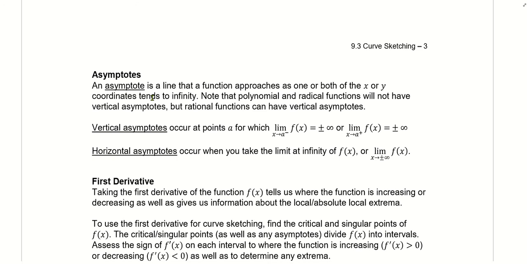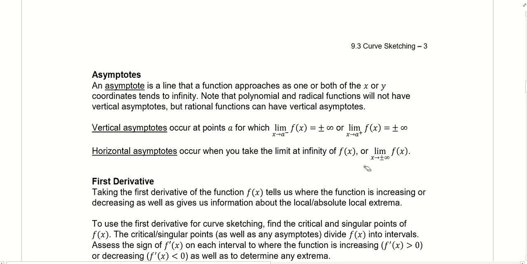So for vertical asymptotes, what we look at is places, or more specifically values of x, that cause our function to blow up to either positive or negative infinity. So we can define these in terms of limits. We can say the value of a such that the limit as x goes to a from the left is blowing up to either positive or negative infinity, or the limit as x goes to a from the right is blowing up to positive or negative infinity.